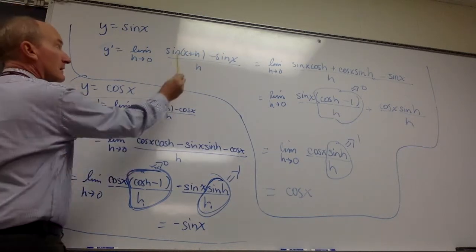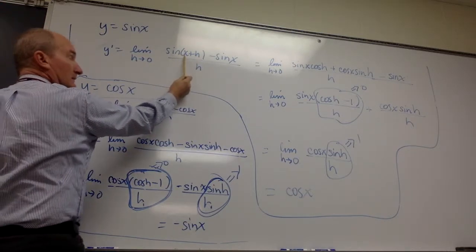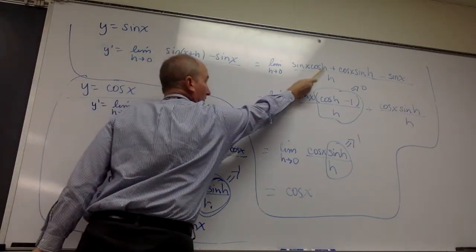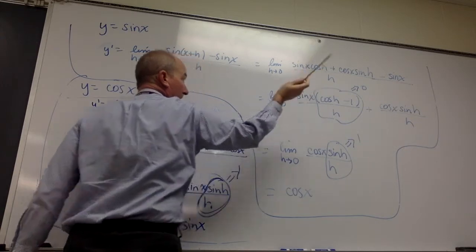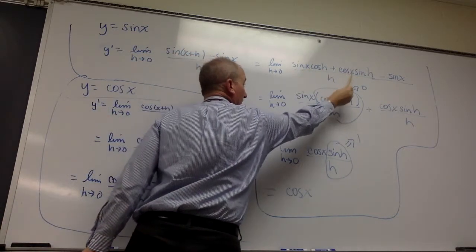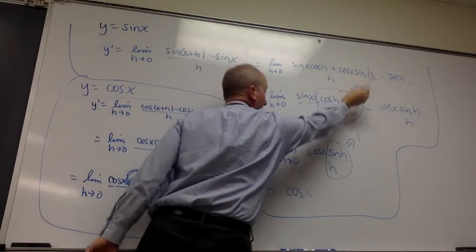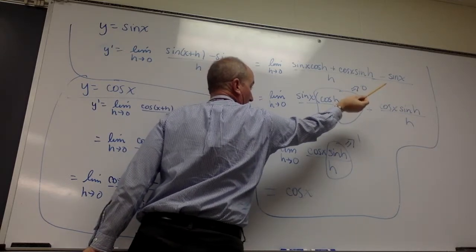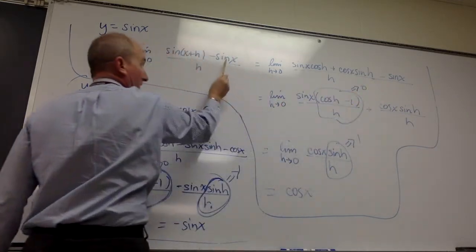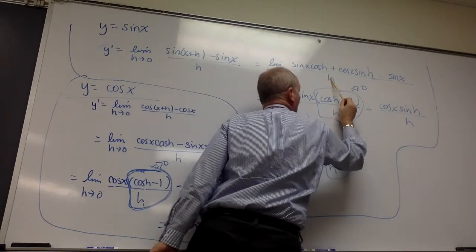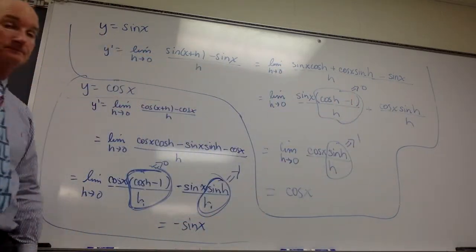So that's defined to be the sine ratio of the first angle, which is x, times the cosine ratio of the second angle, which is h, plus the cosine ratio of the first angle times the sine ratio of the second angle, which is h, minus f of x, which is sine of x, all over h.